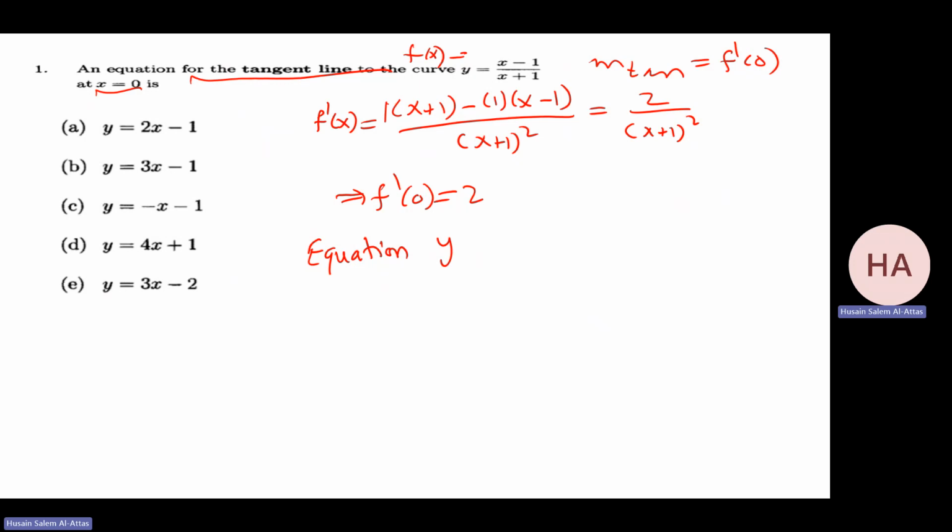So it will be the equation. Oh, this is x equals 0. Y will be what? Substitute, y is minus 1. So I have y minus 1 equal to 2 times x minus 0. So it means y plus 1 equal to 2x, or in other words, y equal to 2x minus 1, which is this.